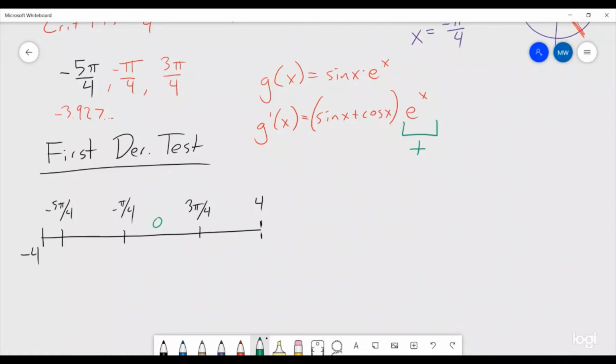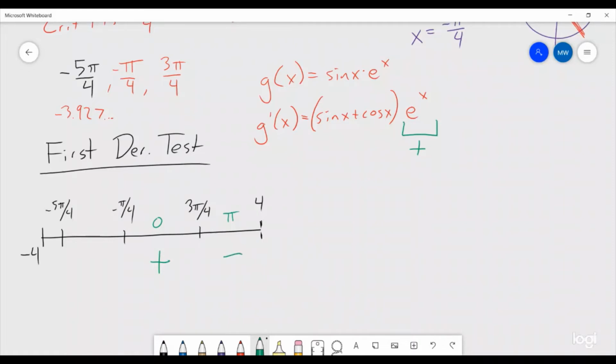Sine of 0 is going to be 0, and cosine of 0 is 1. So this is going to be positive, because 0 plus 1 times some positive thing is positive. But if we plug in something bigger than 3 pi over 4 that's easy to calculate, such as pi, sine of pi is again 0, but cosine of pi is negative 1.